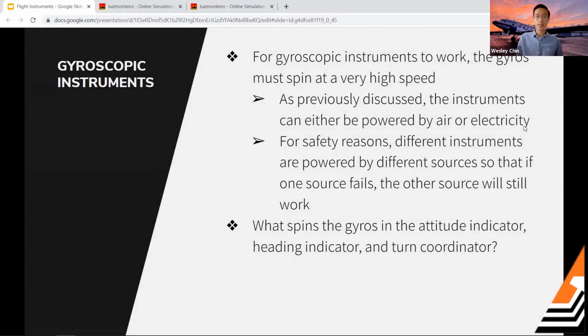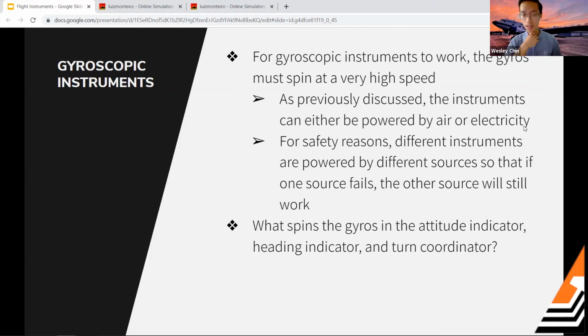So for all of these gyroscopic instruments to work, they have to be spinning at a very high speed. And as we were talking about earlier, the instruments can either be powered by the vacuum system or electricity. They all could be powered by vacuum or electricity if they wanted to, but for backup safety reasons, different instruments are powered by different sources. So if one of them fails, you still got another source there. So does anybody know what spins the gyros in the attitude indicator, heading indicator, and turn coordinator? So we know it's either vacuum system or electricity. Does anybody know?